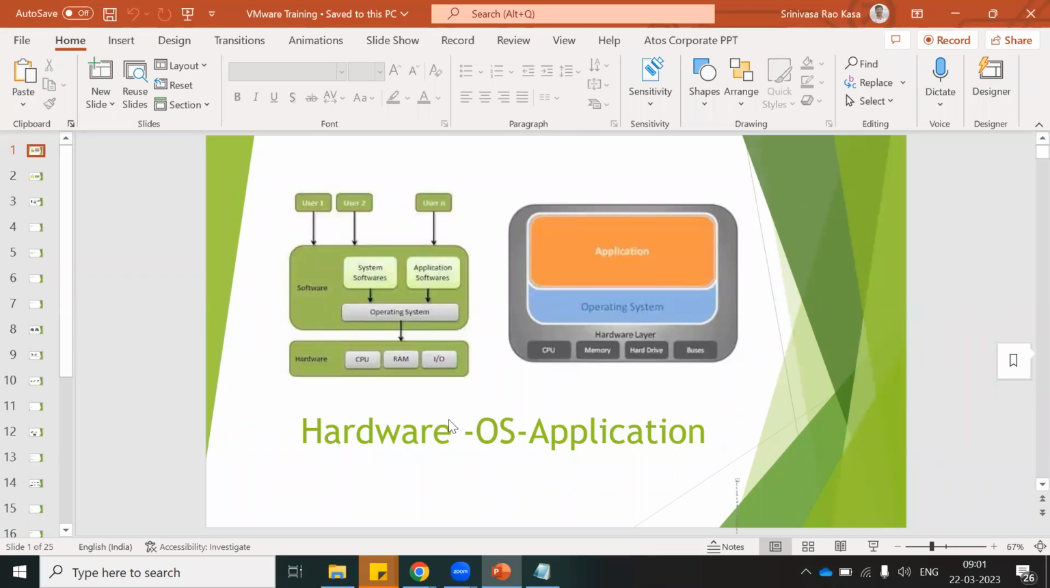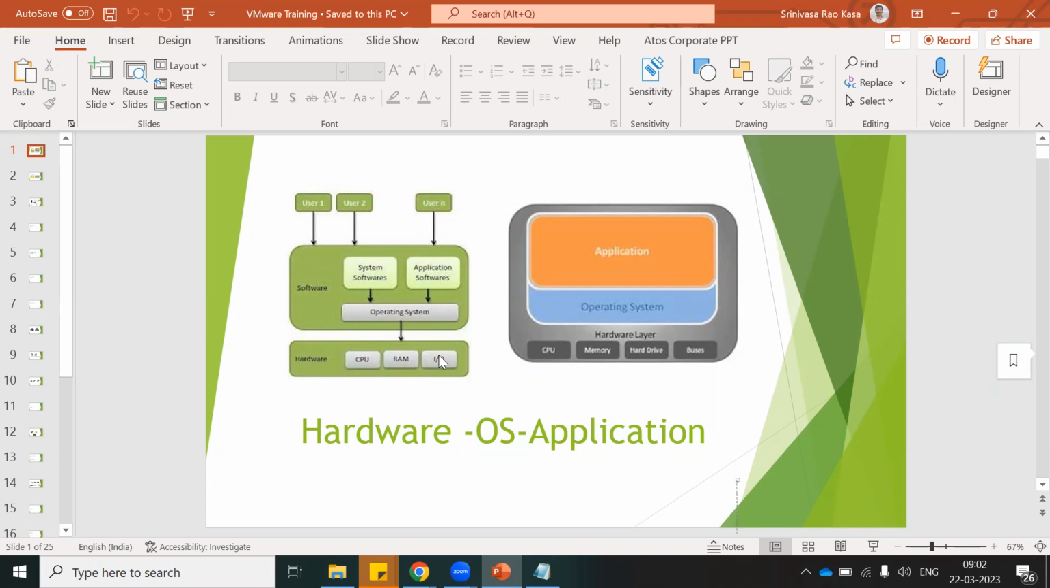Before understanding virtualization, we need to understand a few technical points. The first thing is how hardware resources are shared with the respective user. What is a user? If you see in this picture, the bottom layer is the hardware, which is nothing but the processor, RAM, and IO operations. IO operations means the network and the storage, which are considered the hardware layer.